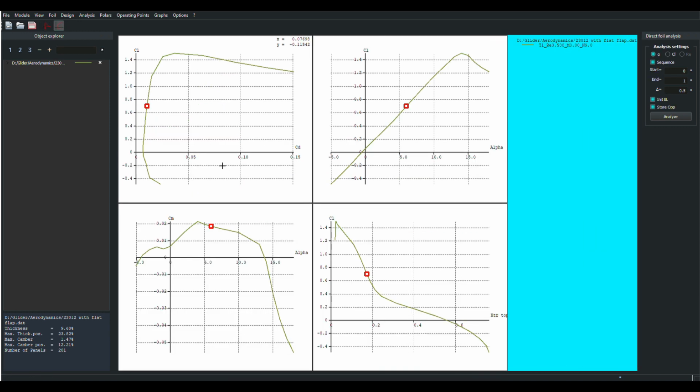If we go over here, we haven't looked at these before, but this is CL over CD. This is the coefficient of lift versus the angle of attack, and this is the pitching moment.